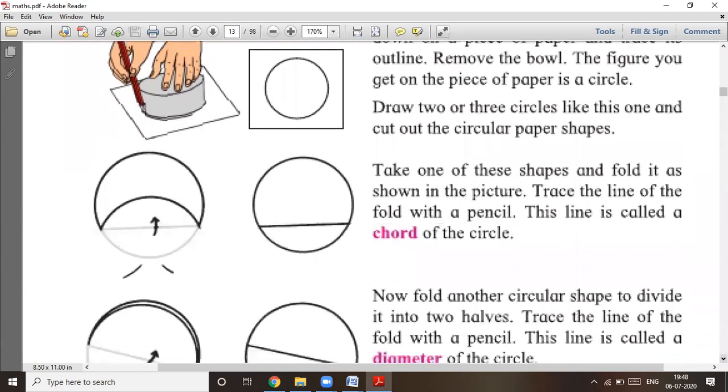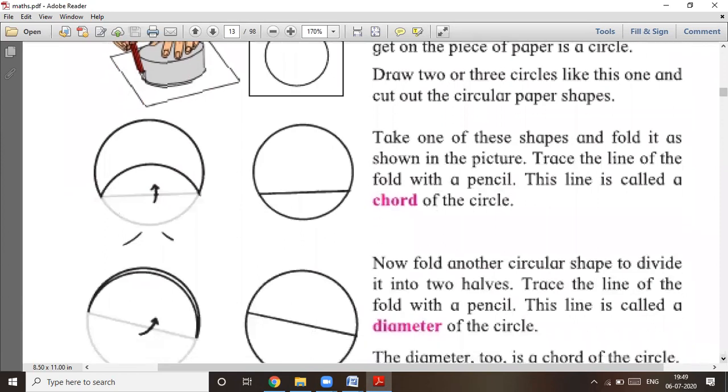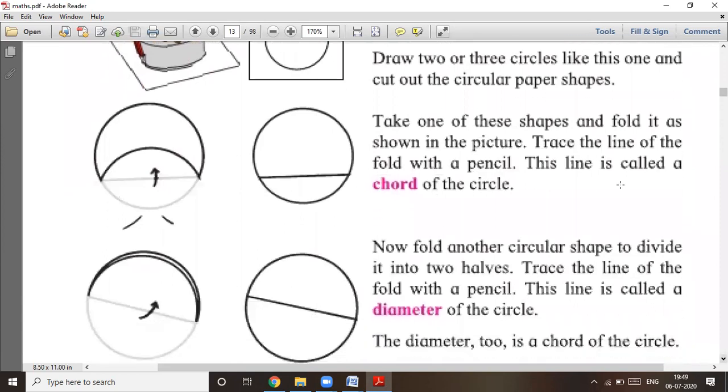If you draw a circle of any measure, and in that circle, if you draw a line across the circle, see this is the line. It is known as chord. If the line passes through the center of the circle, then it is known as diameter.